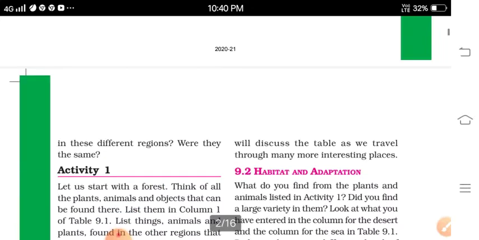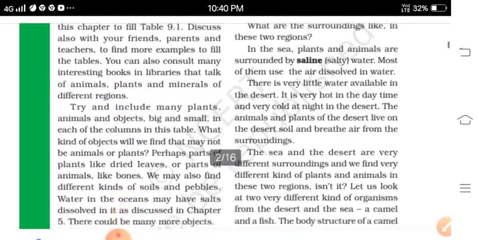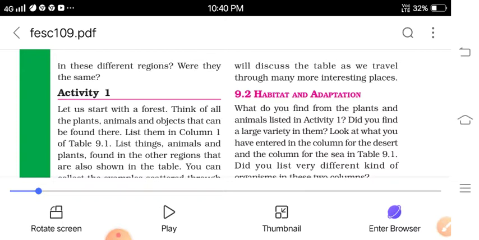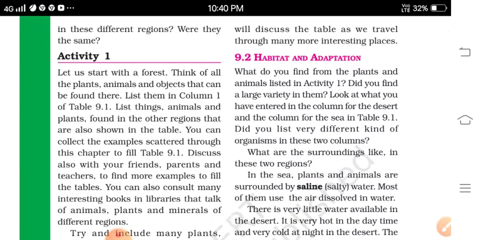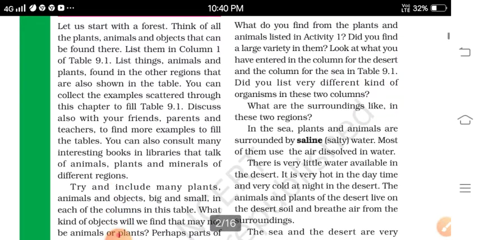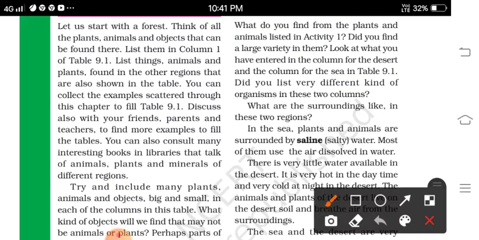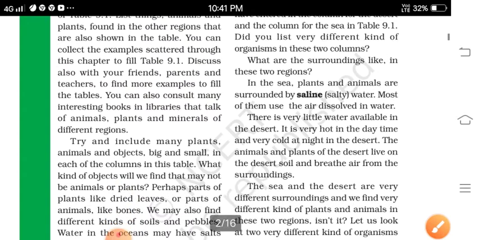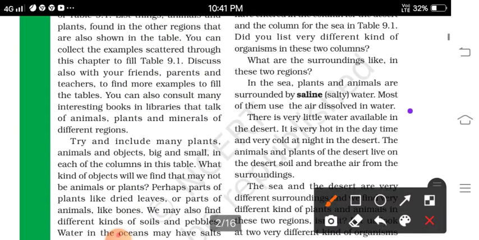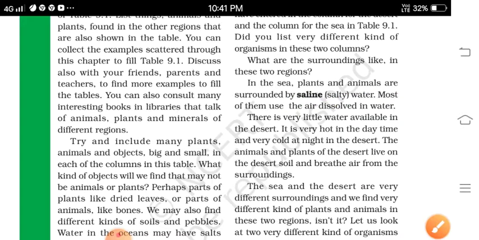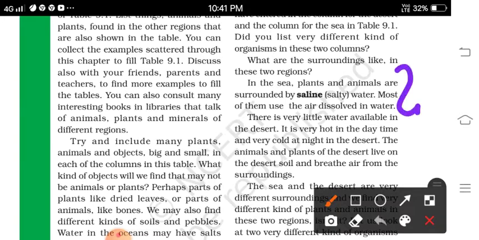Now here is one activity. Now we'll move on to the next point, 9.2: what is habitat and adaptation. Look at the surroundings in these two regions. In the sea, plants and animals are surrounded by saline, that is salty water, and most of them use air dissolved in water.